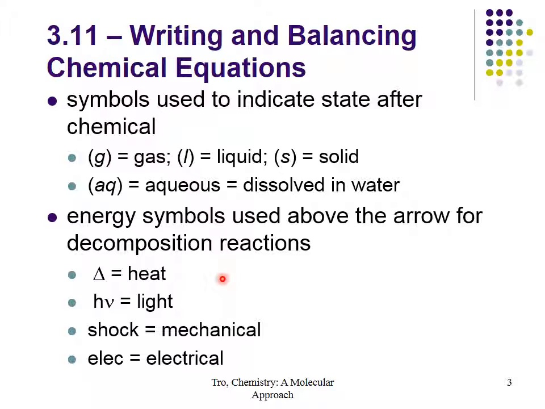Above the arrow, so the arrow that shows the transition from reactants to products, sometimes we use symbols or words to talk about how the reaction occurred. A little triangle means that we added heat. These two symbols together, an h and a nu, Planck's constant and the symbol for frequency, mean that we used light.